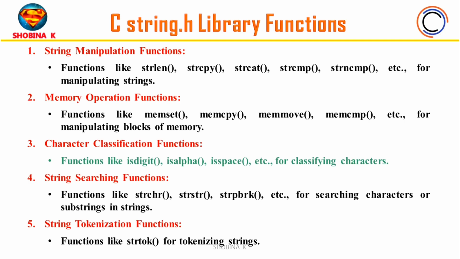Memory operation functions. Functions like memset, memcpy, memmove, and memcmp are used to manipulate blocks of memory, which are often used in conjunction with string operations. Character classification functions such as isdigit, isalpha, and isspace are used to classify characters based on their properties. The string searching functions like strchr and strstr are used to search for characters or substrings within strings. String tokenization functions. The strtok function is used to tokenize or split strings into smaller parts based on delimiters.